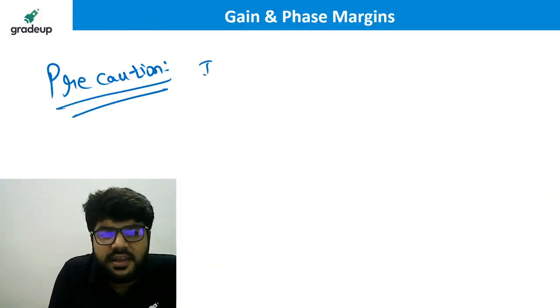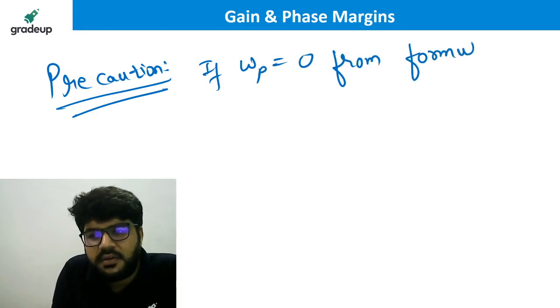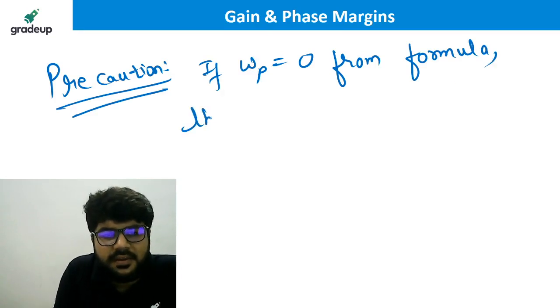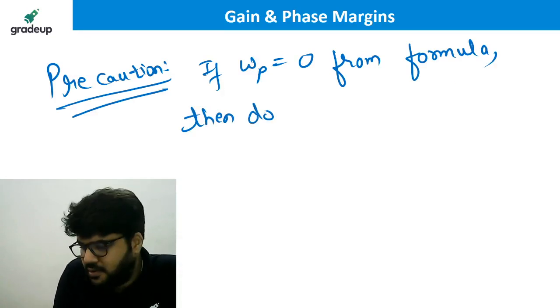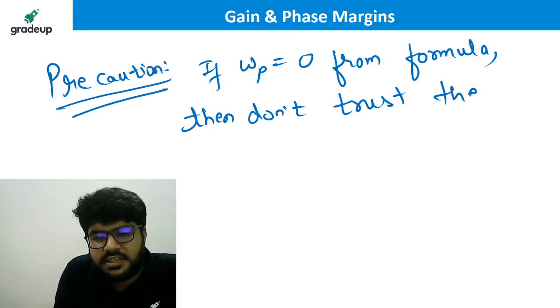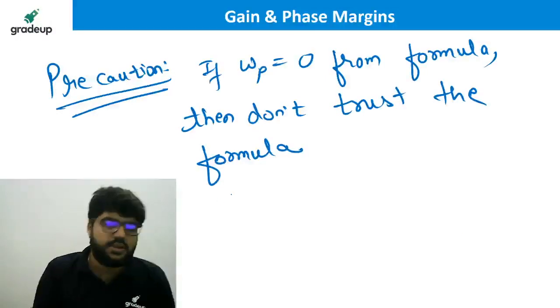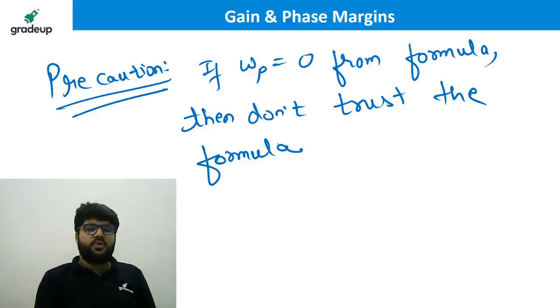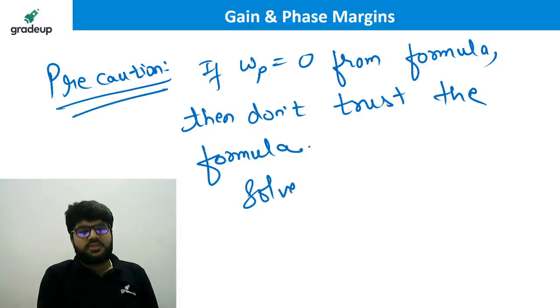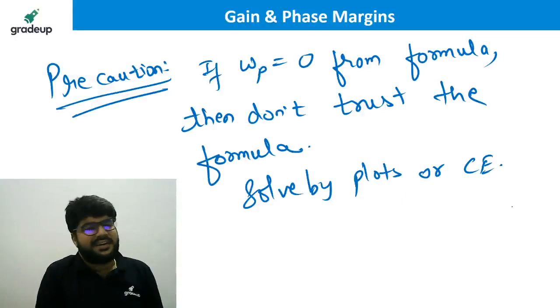Okay. If omega p equal to 0 comes from the formula, okay, then don't trust the formula. Then you have to go for the plots or characteristic equation. Okay. Don't trust the formula. Solve by either plots or solve by the characteristic equation.